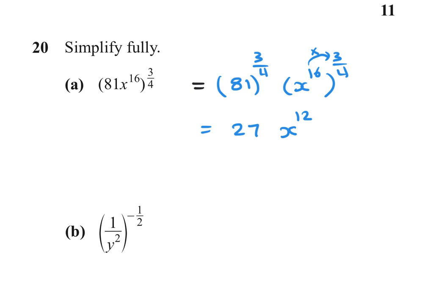Next one, if you have a fraction to a negative power, you can find the reciprocal of the fraction and make the power positive. So you can write as y^2 over 1, to the power 1/2. y^2 to the power 1/2 multiplies the power, so 2 times 1/2, so equals y to the power 1, which is y.